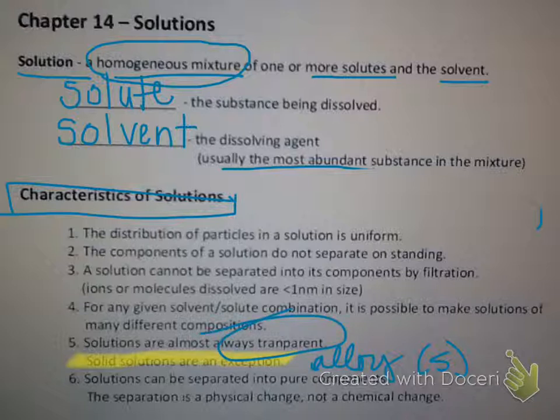Remember, transparent is another word for clear. It means that the light refracts through the substance. So let's think about air. Is air transparent? Can you see through air to get to other things? Yes, you can. It's transparent. We don't see it. The light reflects through it, or basically goes through it. So air is a solution by that characteristic.